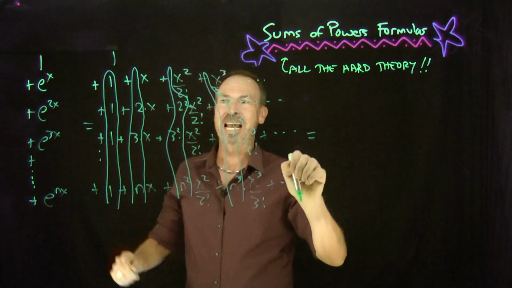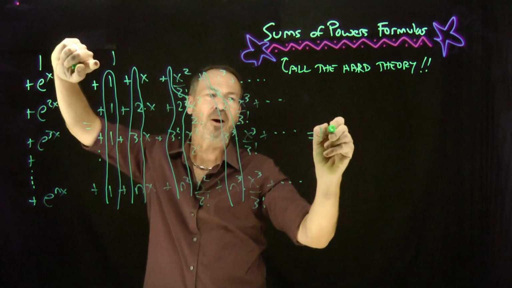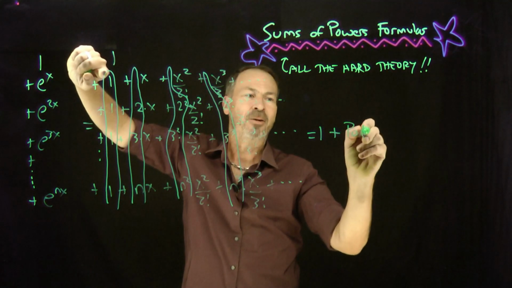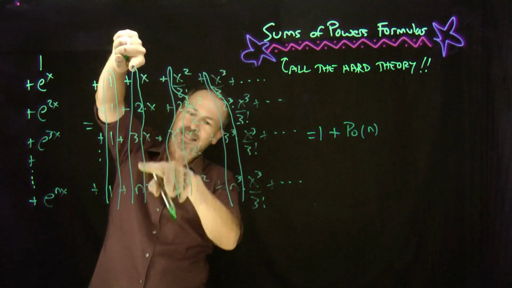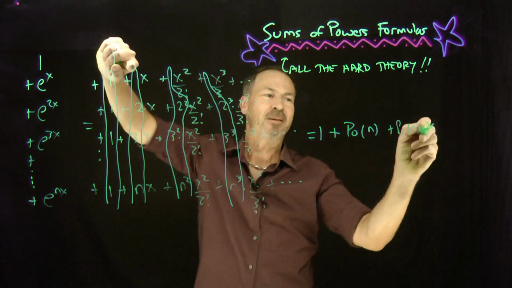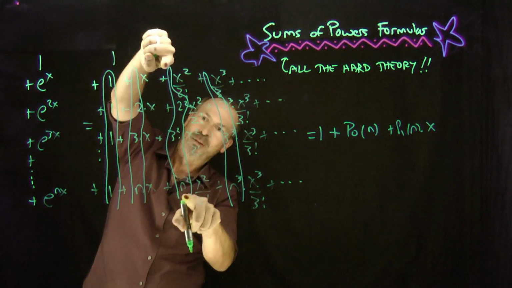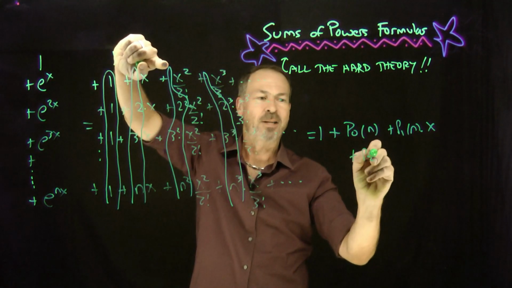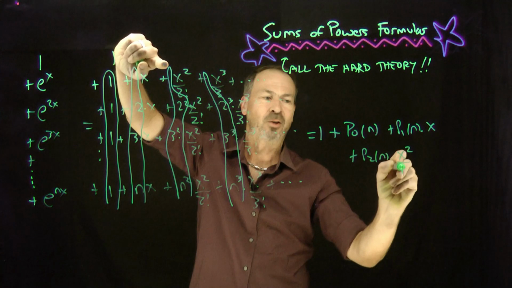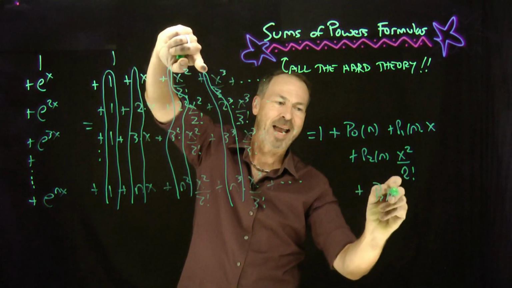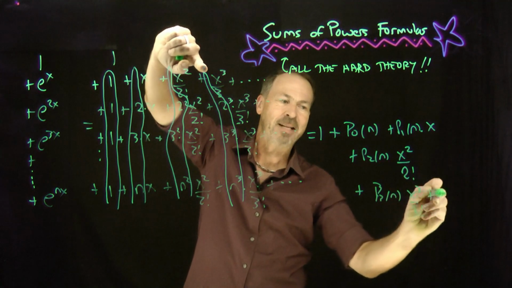So I can see, if I look at it this way, I've got that 1 at the top, plus I've got sum of n 1s, p0 of n, plus I've got the sum of the 1 up to n times x, p1 of n times x, plus the sum of 1 squared, 2 squared, 3 squared, all up to n squared times x squared over 2 factorial, so p2 of n, x squared over 2 factorial, plus p3 of n, x cubed over 3 factorial, and so on and so on.